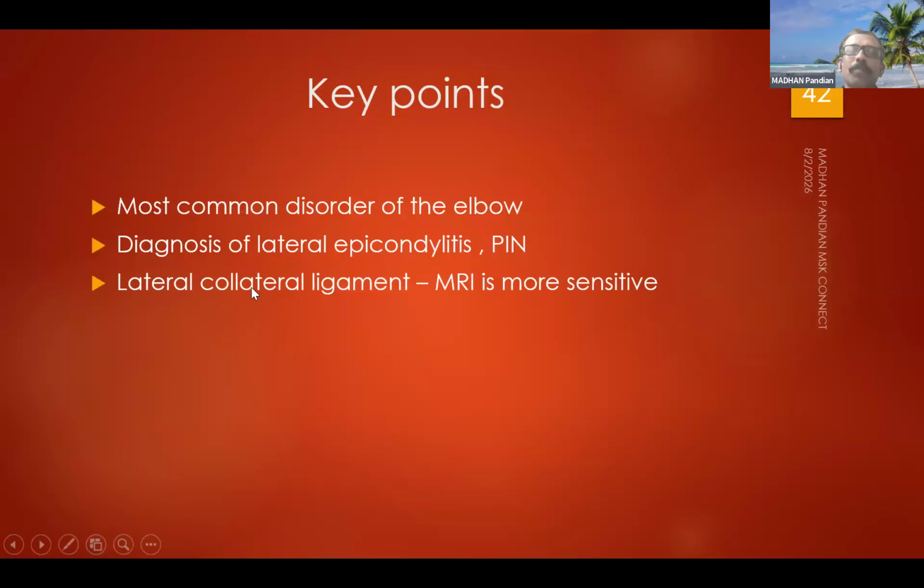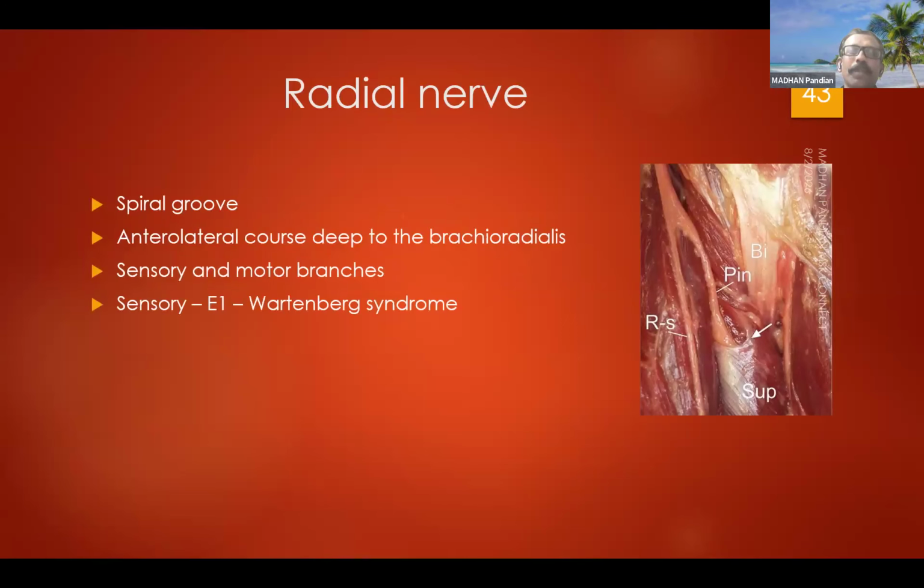So what are the key points? The most common disorder of the elbow is lateral epicondylar pain. The diagnosis is lateral epicondylitis or a PIN syndrome. For the lateral collateral ligament, it is better to do an MRI before you make a diagnosis. As for the radial nerve, I'm not going into the depth of it.